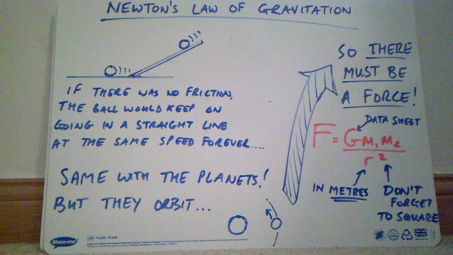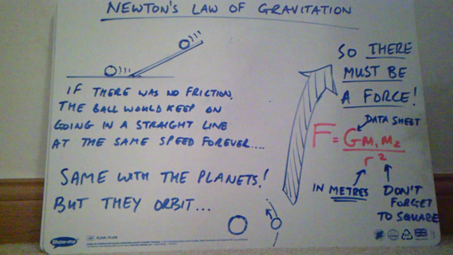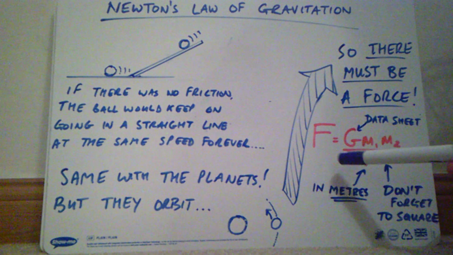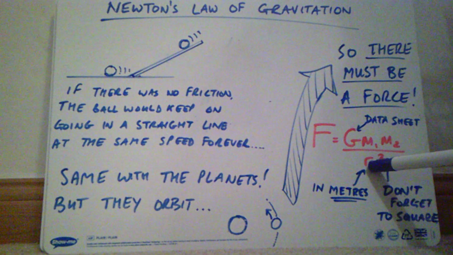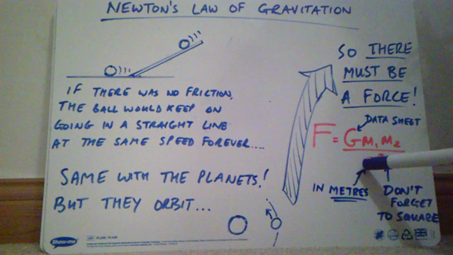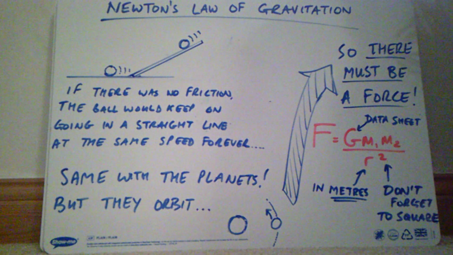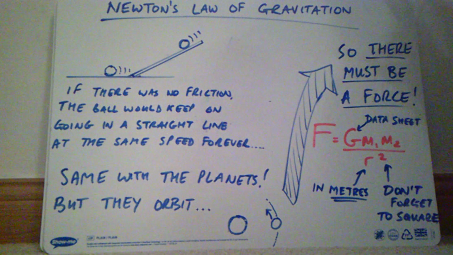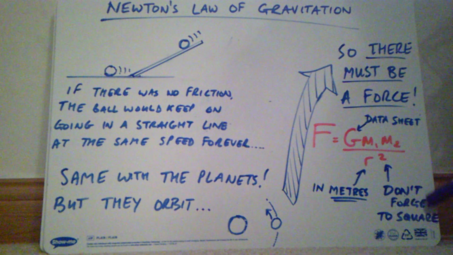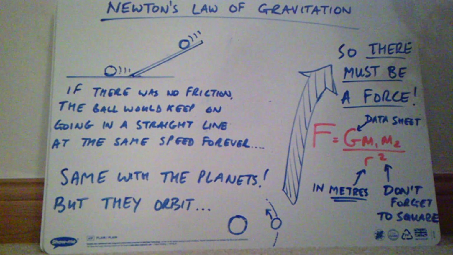Now, because objects in space, the distance between them is quite often given in kilometres, people do tend to forget to change that to metres. So remember the prefix, kilo is times 10 to the power 3, don't forget to do that. And then people who remember to do that are so pleased that they've remembered to put it into metres that they forget to square it. So don't forget to square it. Alright? Those are the common mistakes with that.